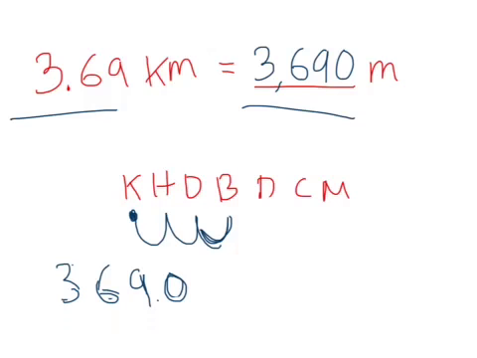Now it's 3,690 meters. The reason why it got higher is because you're going from kilometers, really large, to meters, so you're going to get smaller pieces, so you have more pieces. So then it's going to be 3,690. Let's go and do another one real quick.